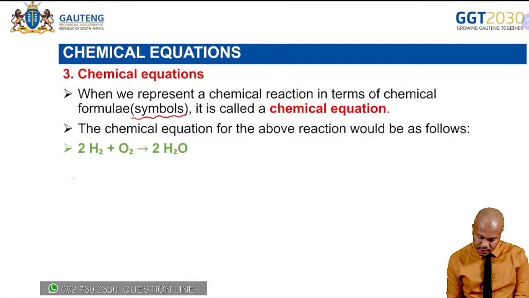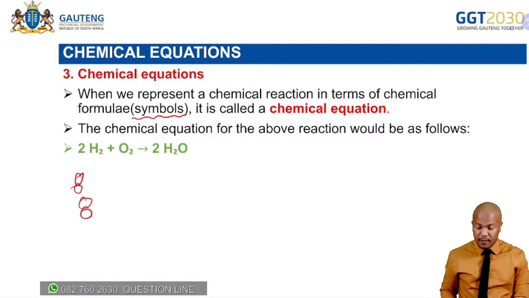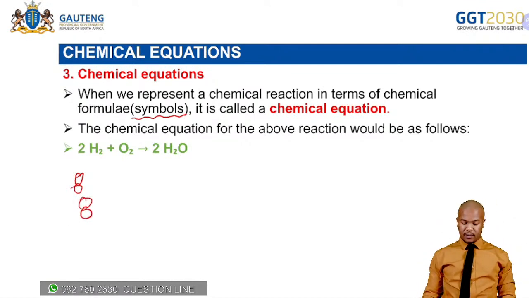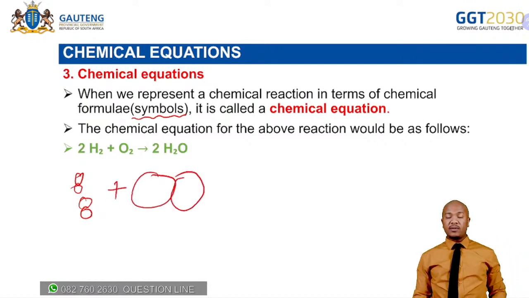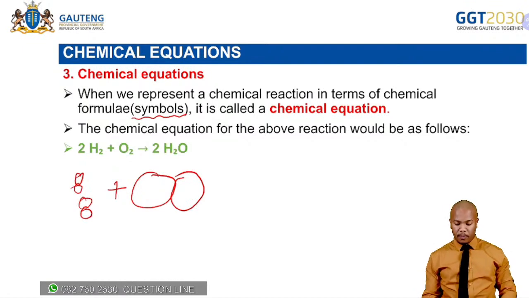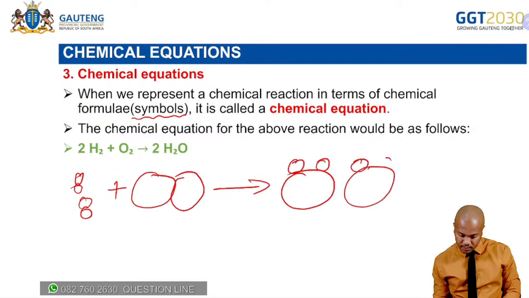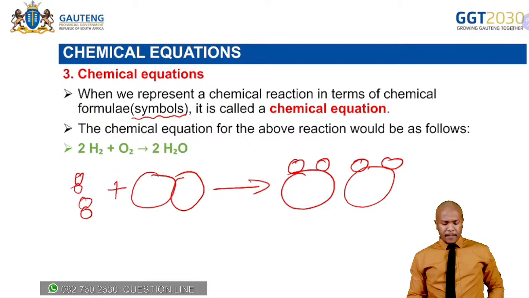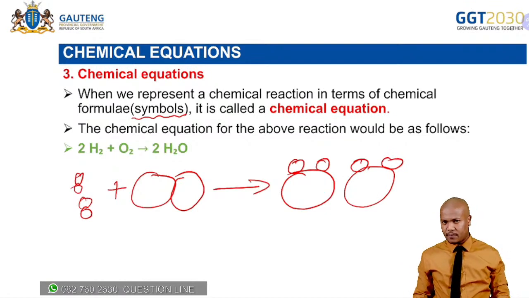So I'm going to use this for our hydrogens, right? 2 hydrogens and another set of 2 hydrogens, right? Plus O2. The oxygen atoms are 2 to form what? 2 water molecules. Right. Now, I guess you're asking yourself, why the different sizes, right?